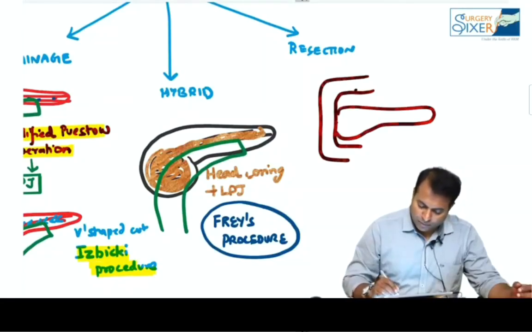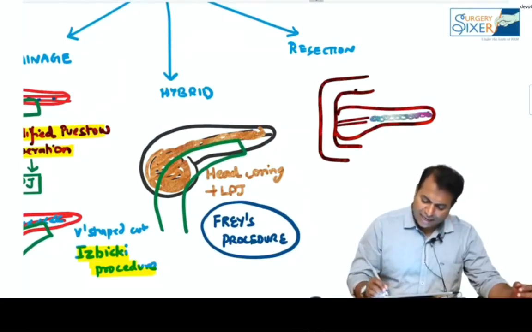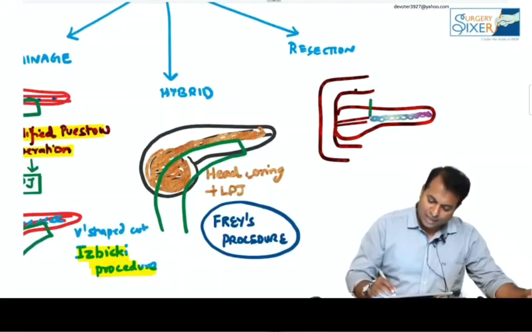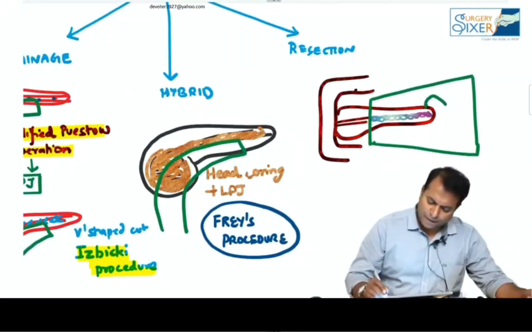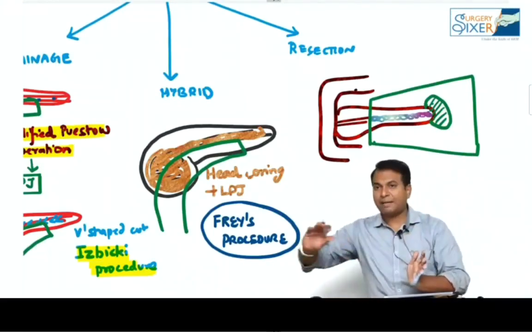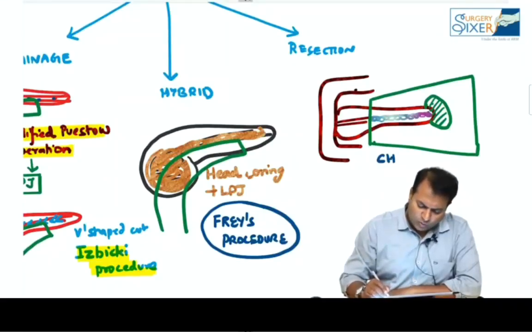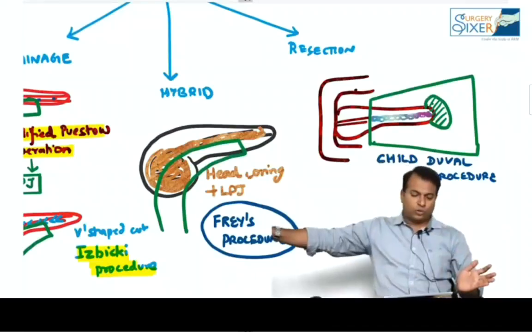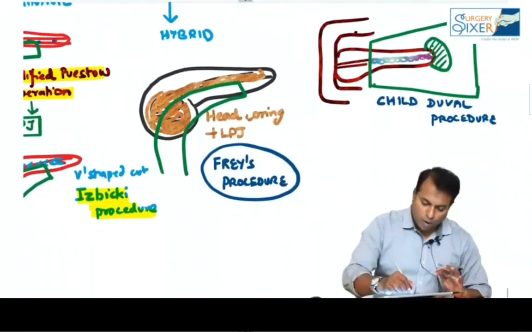If there is a problem only in the tail like this, what we do is a procedure known as distal pancreatectomy with splenectomy. If there is a problem only in the tail, we remove the distal tail and the spleen. That procedure is known as the Child procedure. Distal pancreatectomy with splenectomy is done. If the problem is there in the tail, remove the tail and throw it out. Child procedure.